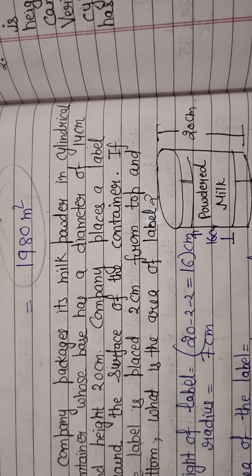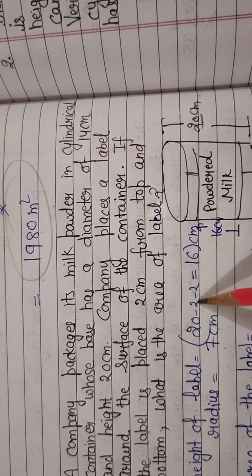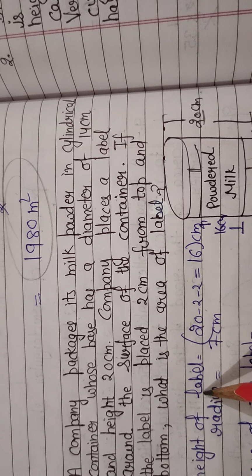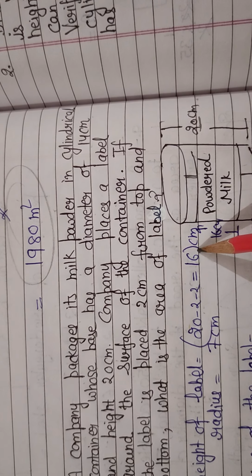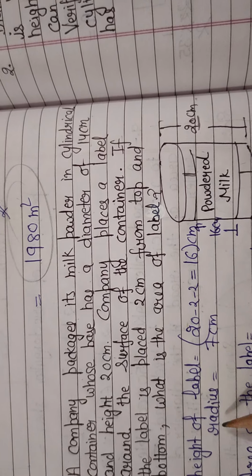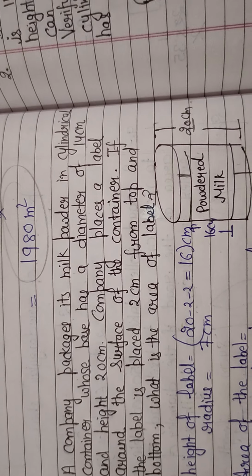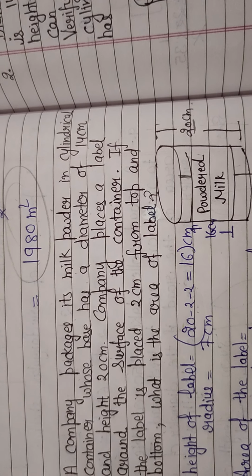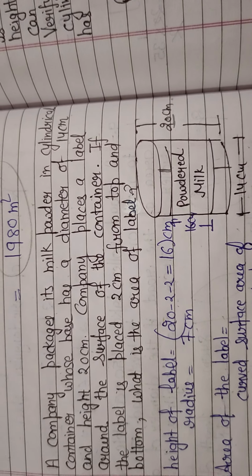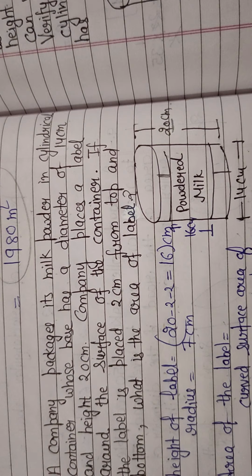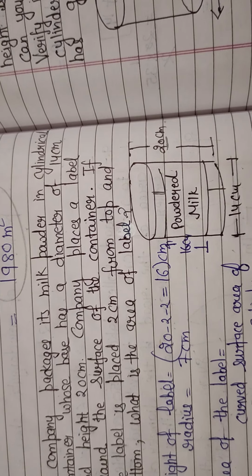length is left out. It means from 20 we will minus 2 and 2 times. So the height of the label means the length of the label, we can say 20 minus 4 is equal to 16 centimeter, and the radius is 7 centimeter. So the area of the label, which is around the cylinder, will be equal to the curved surface area of the cylinder, it means 2 pi RH. Put the value of R and H and solve, and it is coming 704 centimeter square.